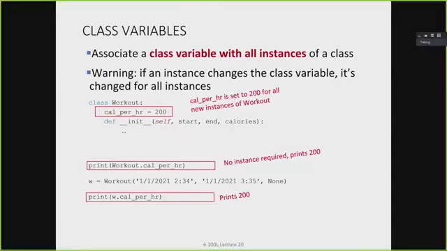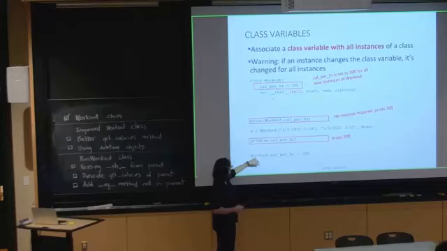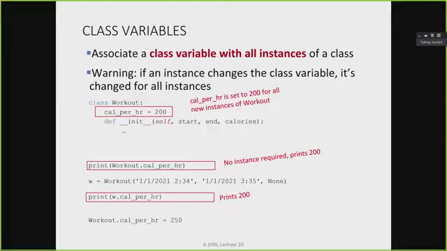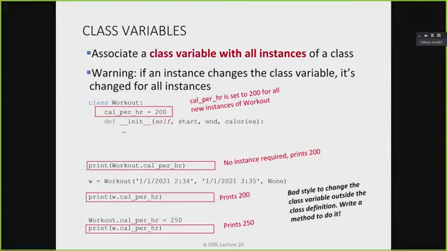And Python being Python, they're going to allow you to change the value of that cal per hour outside of the class definition as well. So here, outside the class definition, I'm going to say workout.cal per hour equals 250. So now the cal per hour is changed permanently to 250, no matter how I access it, either by calling the name of my class directly or by calling the class variable through one of the instances.